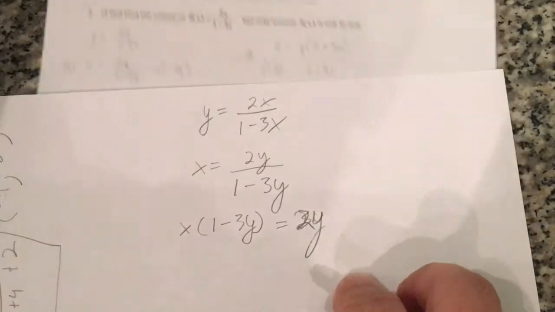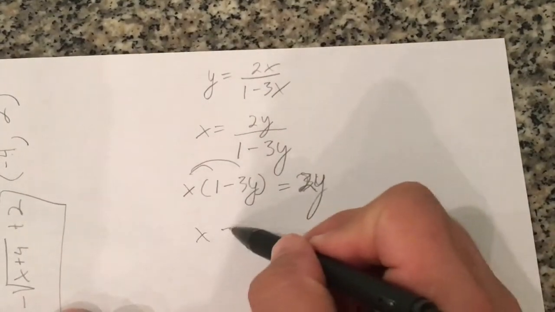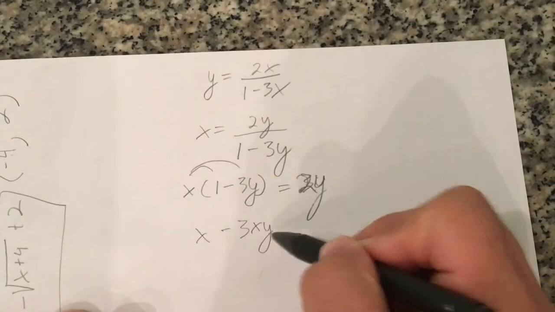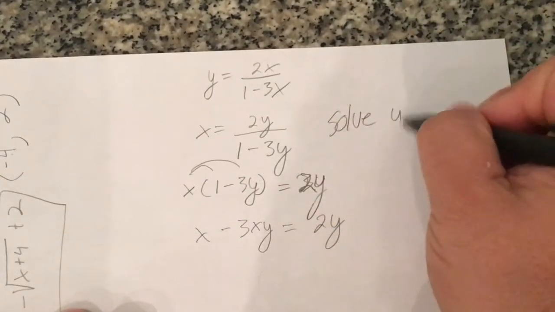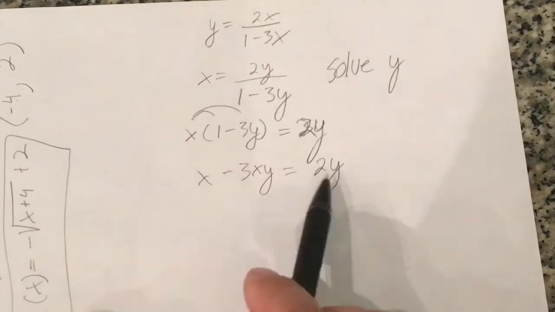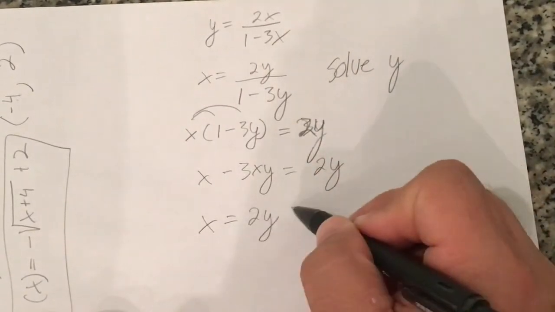Now I'm going to distribute that x across. So that's going to give me x minus 3xy equals 2y. Now, do understand, I'm trying to solve for y. I'm trying to solve this for y. So I have to group the y's together. So that's going to give me x equals 2y plus 3xy.